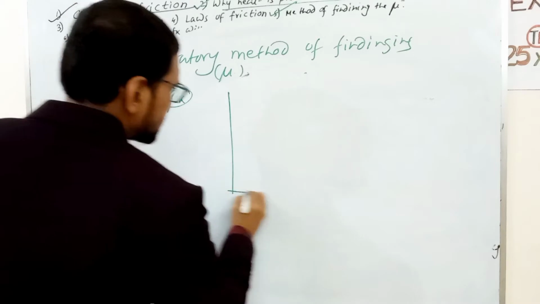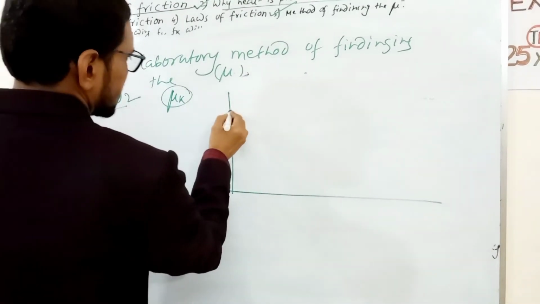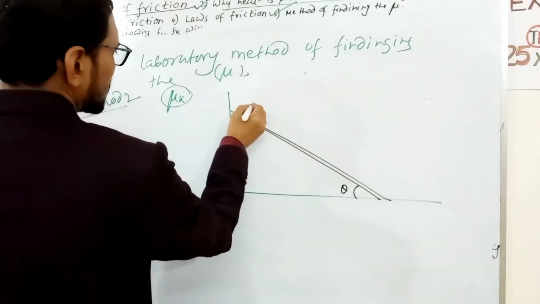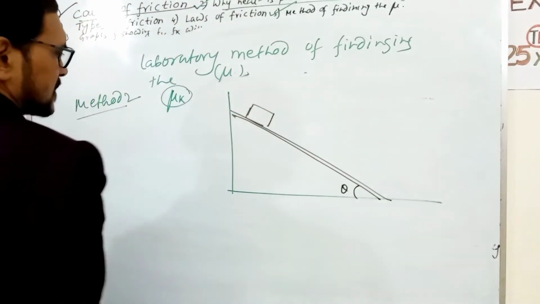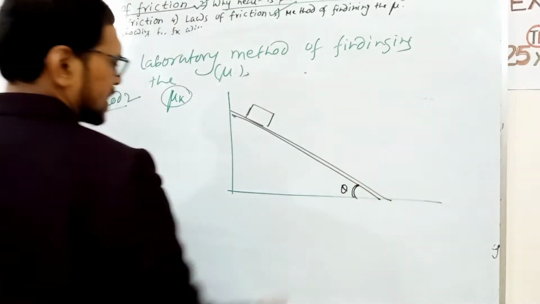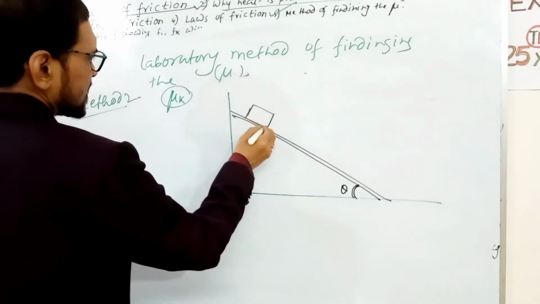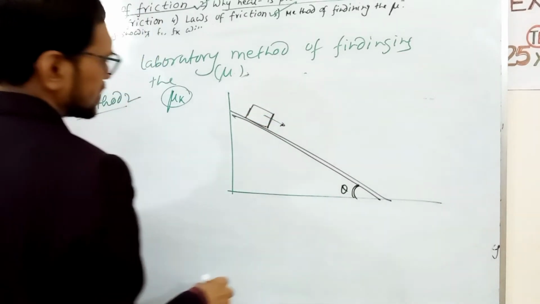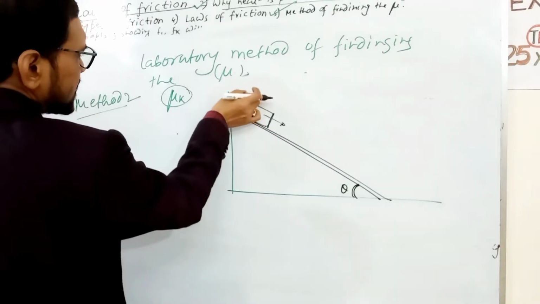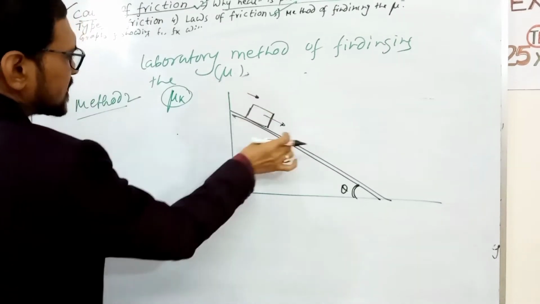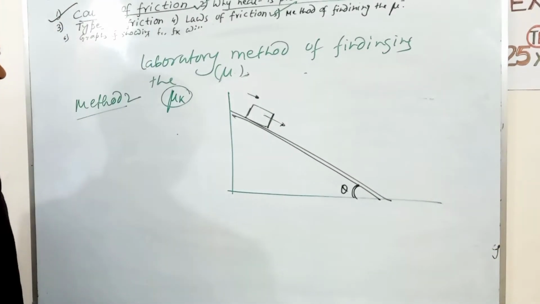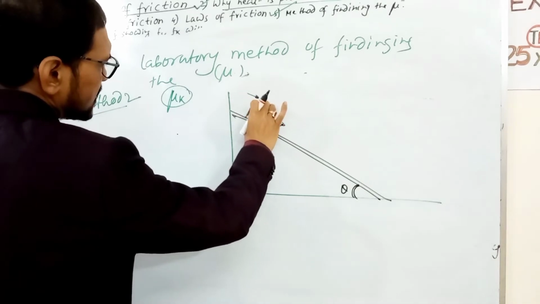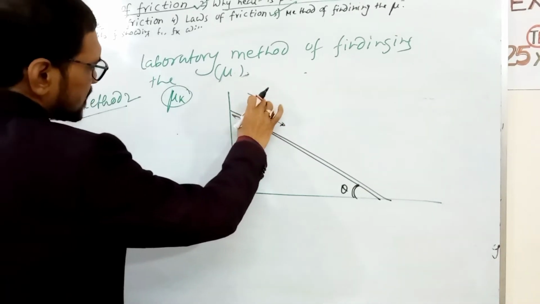Next, the same arrangement. Suppose this is an inclined surface with inclination theta, and a block is placed over the surface. Here theta is adjusted so that if the block is gently pushed, it can move along this surface. In the previous case the body does not move, it is just slowly at the point of motion, but here the movement is very easy.